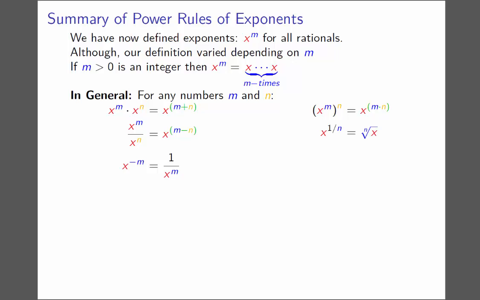X to the 1 over n means the nth root of x. And finally, x to the m over n, any rational number, means the nth root of x to the m power.